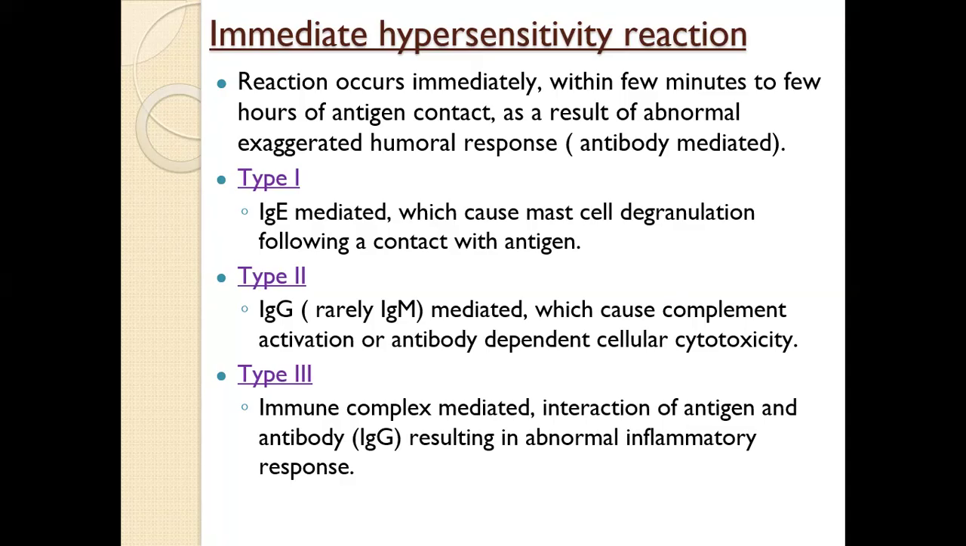Type 1 is IgE mediated, that we already said, which causes mast cell degranulation following contact with antigen. That is the mechanism there. Type 2 hypersensitivity, that is IgG mediated, which causes complement activation or antibody dependent cellular cytotoxicity. Type 3 is immune complex mediated, interaction of antigen and antibody resulting in abnormal inflammatory response. So type 1, type 2, type 3 are immediate hypersensitivity reactions.